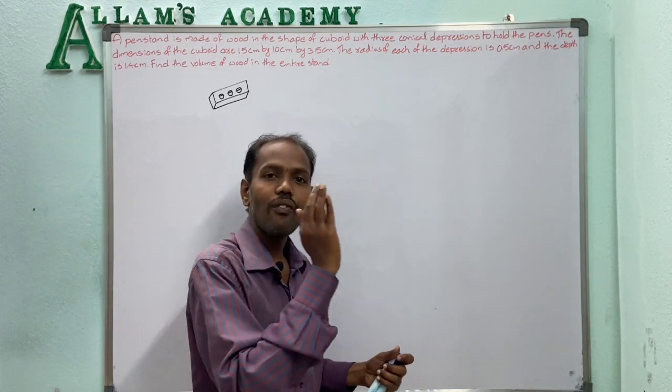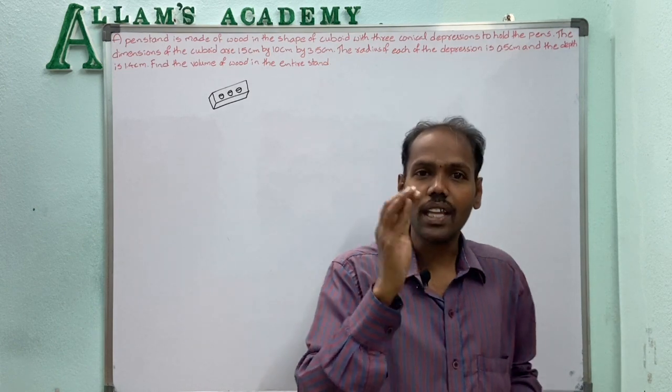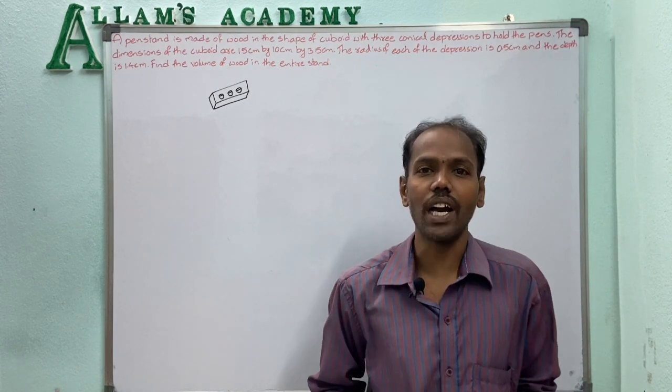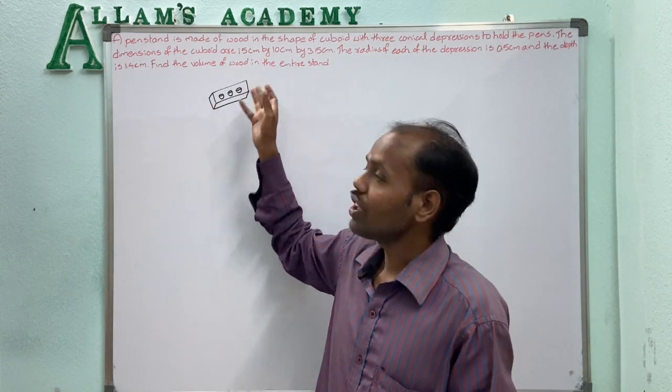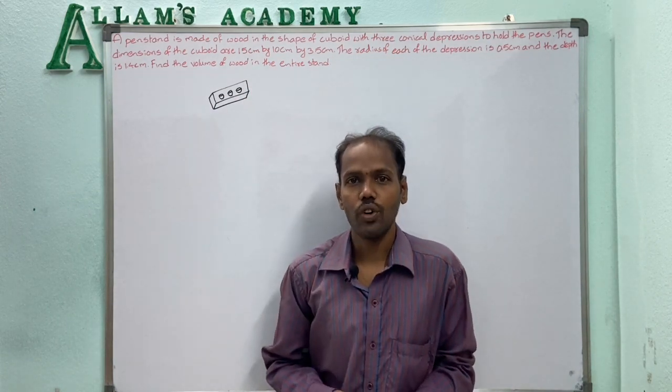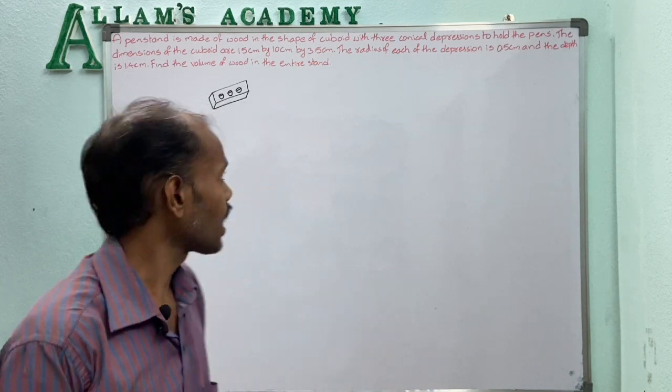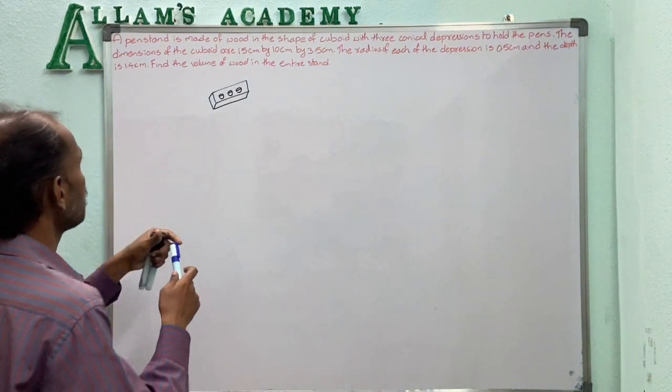So from the volume of the cuboid, the volume of the 3 cones we have to subtract, then we get the volume of wood remaining. Okay, so now we solve through the first given information.